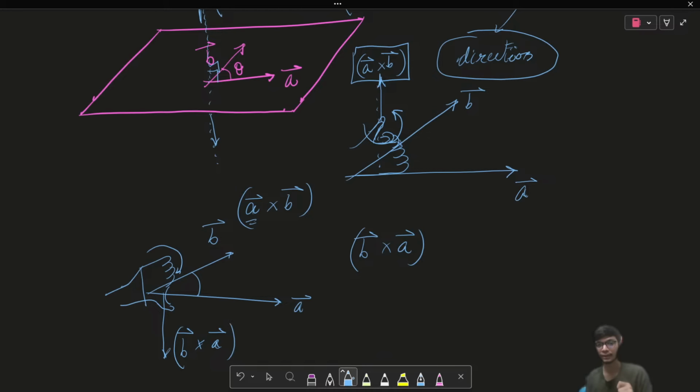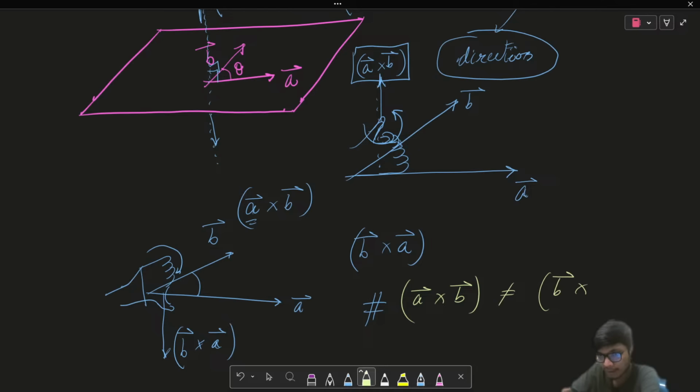You might have the magnitude as the same, however, the direction differs. So whenever this kind of situation occurs where the direction is different, however, the magnitude is the same, you have a different vector. Therefore, from here, a very important conclusion can be made that A vector cross B vector is not equal to B vector cross A vector.